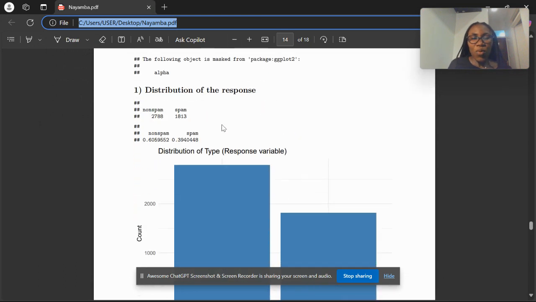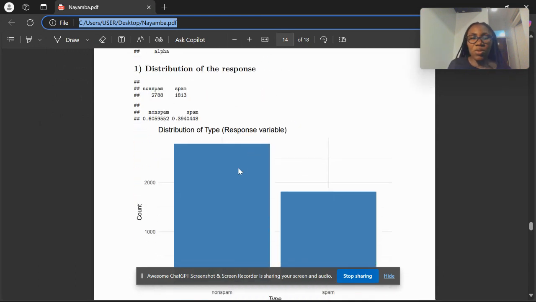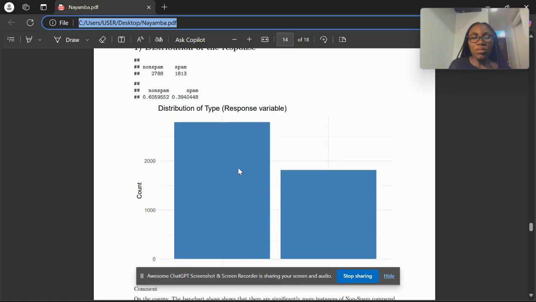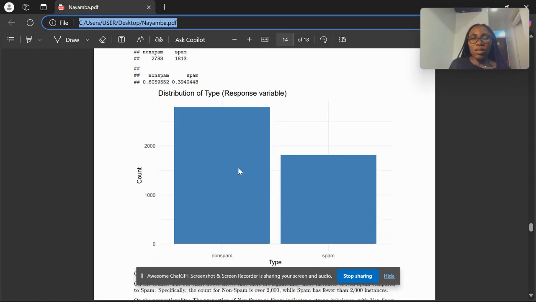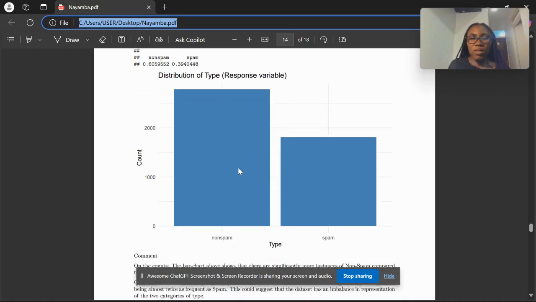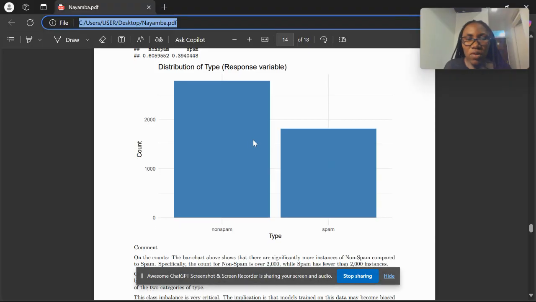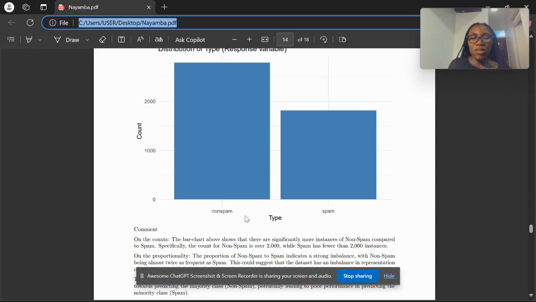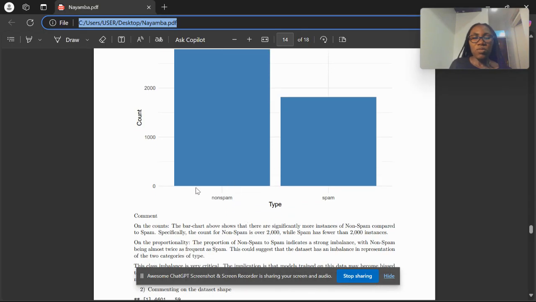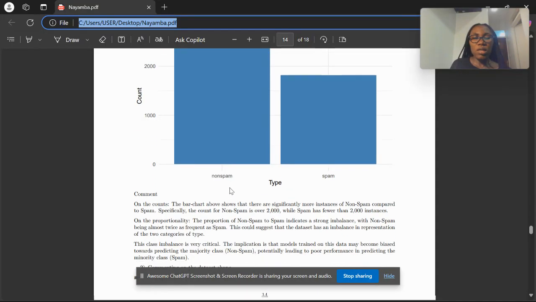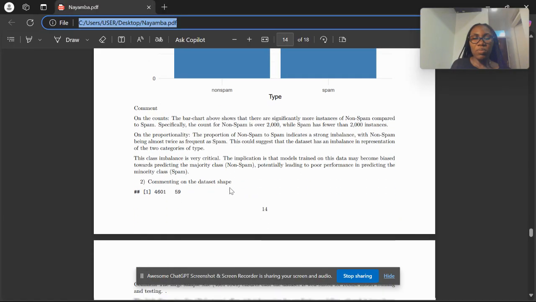Our second problem was the classification problem because it involves binary classifiers. This is the distribution of the response. Our response was type, including non-spam and spam. From the distribution, we can actually see that there are more instances of non-spam compared to spam.